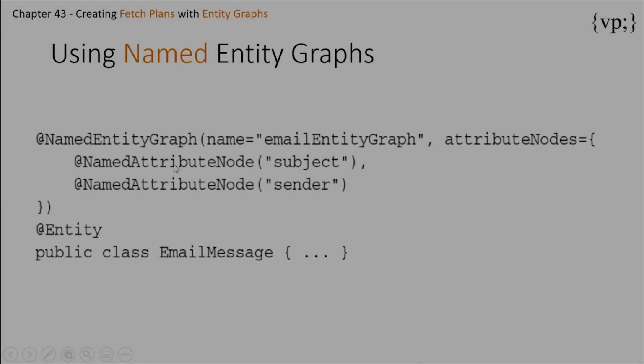So in this example over here, it specifies the name of the entity graph, which is our email entity graph, and the fields of the entity that should be included in the entity graph. So over here, subject and sender.